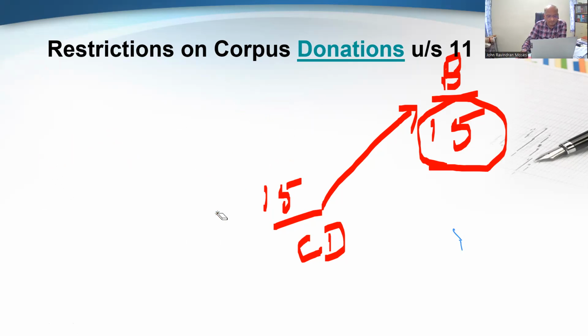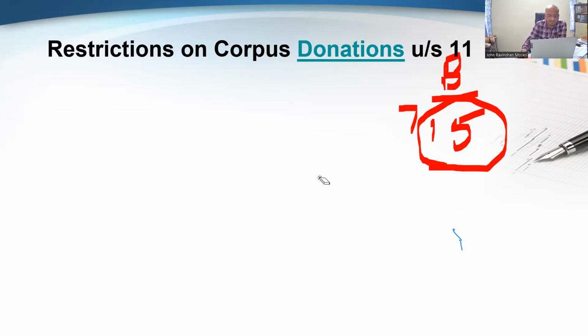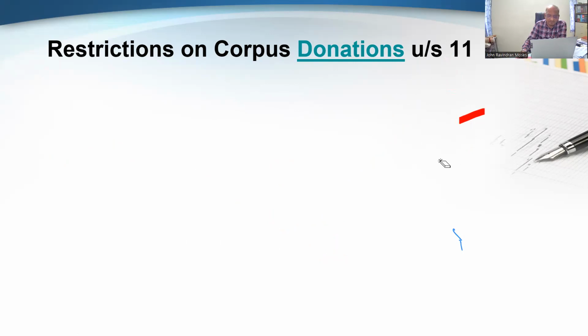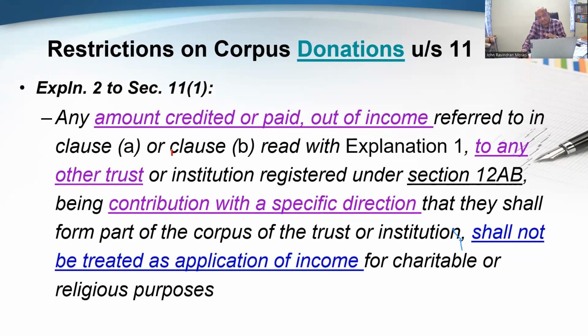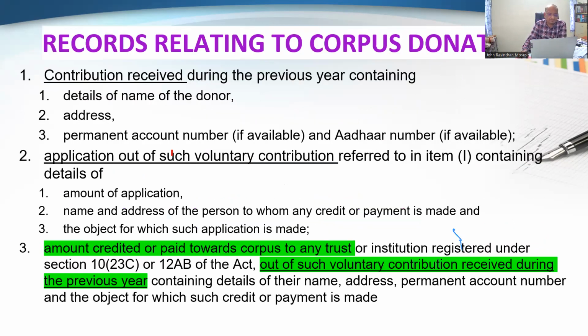So when you make a donation as corpus donation to another trust, the other trust will enjoy corpus donation, but you don't get any deduction out of that. You don't get application at all from your income. When you make it as a normal inter-charity donation out of the current year's income, it is allowed as an application to you, and the other trust needs to apply 85% of the income from the trust.